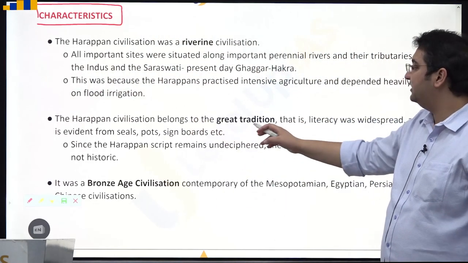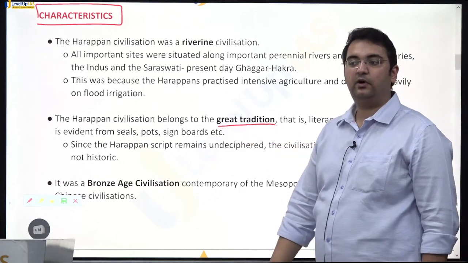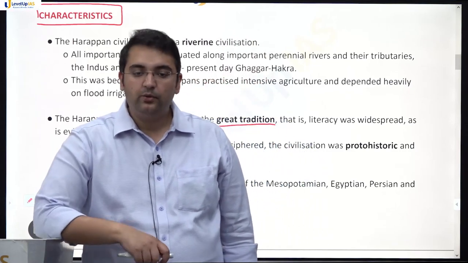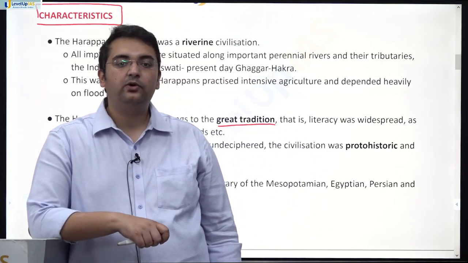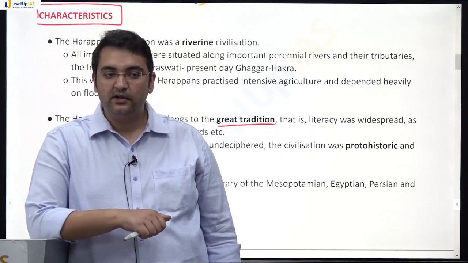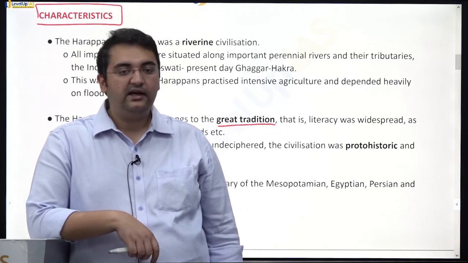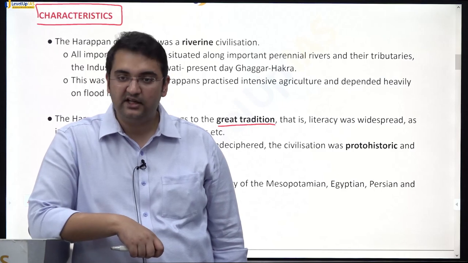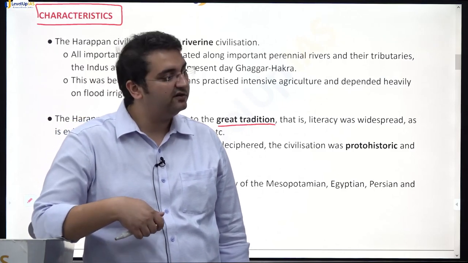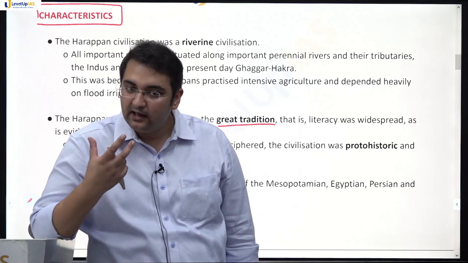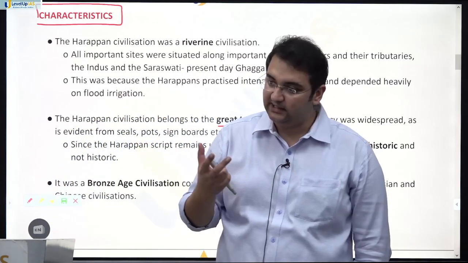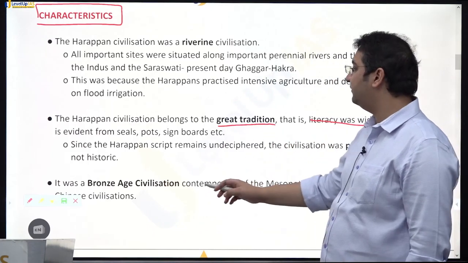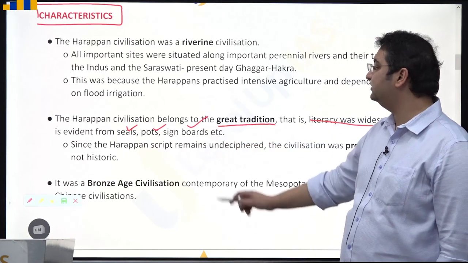Secondly, the Harappan civilization belongs to the great tradition. What does this indicate? What is the great tradition? That literacy was quite widespread. And how do we know that literacy was widespread? Because the remains of the Harappan script have been found from public spaces. They have been found from ordinary pieces of pottery, things that common Harappans would have used on a daily basis. Okay? So literacy was widespread, as is evident from seals, pots, signboards, etc.